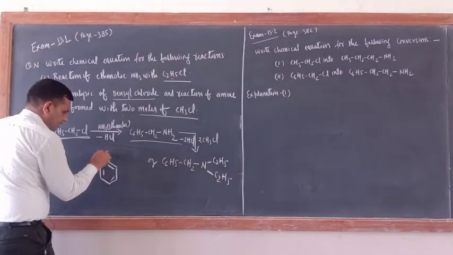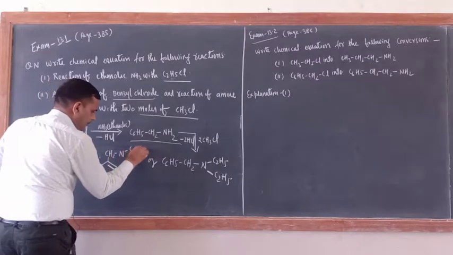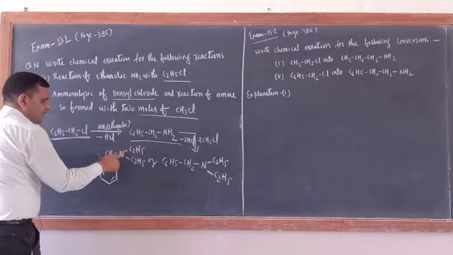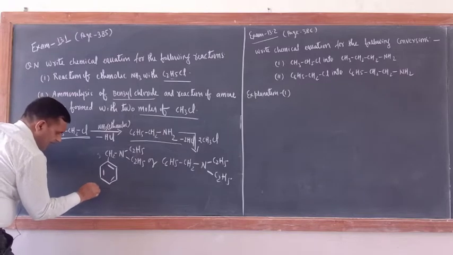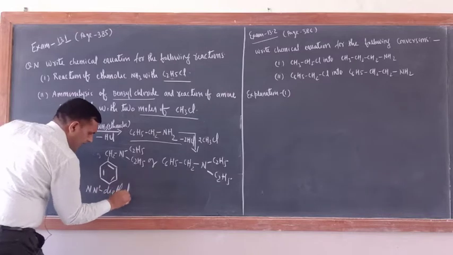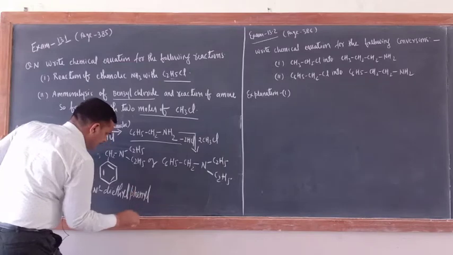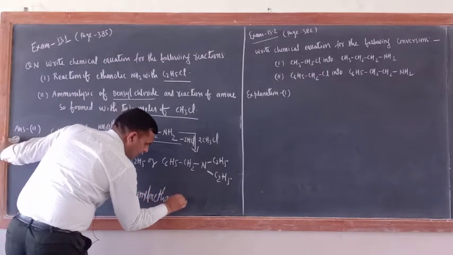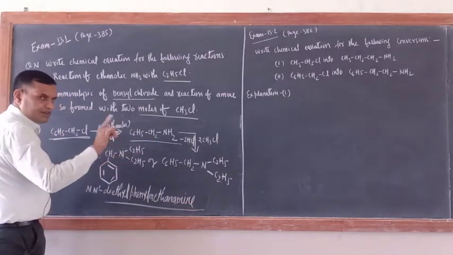Now here CH2, here N, here C2H5, here also C2H5. Now what is the IUPAC name of this one? These C2H5 are bonded with N. So N, N-diethyl, then phenyl, methane amine. Okay, this is if the functional group is bonded with the side chain, that becomes the primary.